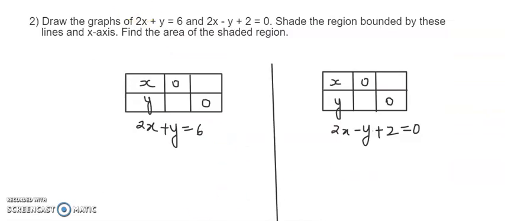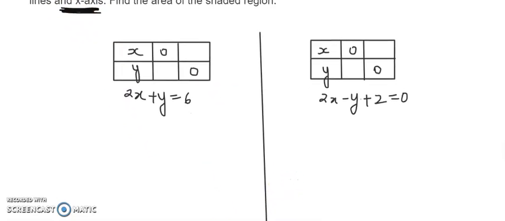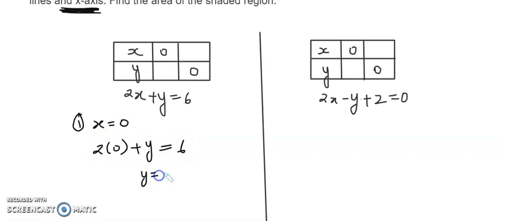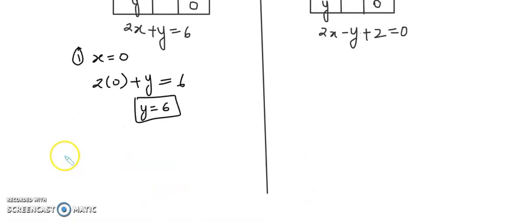The next one says you have to draw the two lines and shade the region bounded between them and the x-axis. Let's see. First, let's plot these, find the points and then do it. So first, x is equal to 0. So 2 times 0 plus y is equal to 6. So y is equal to 6 directly. The next is y equals 0.